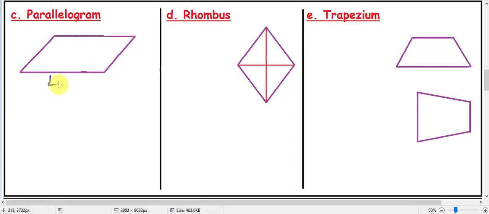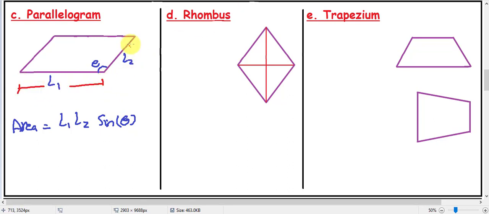If I have L1 and L2 and I have the angle theta between L1 and L2, so the area will be equal to L1 L2 sine theta. Or sometimes I have L1 and I have H. H is the perpendicular distance from L1 to the height. This is H, so the area will be L1 multiplied by H.